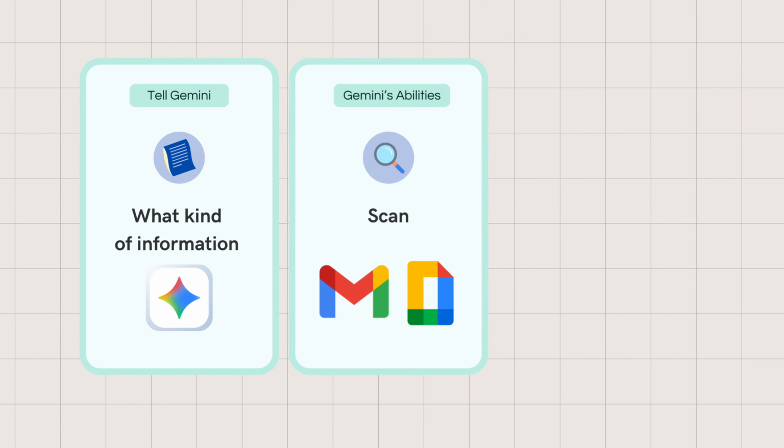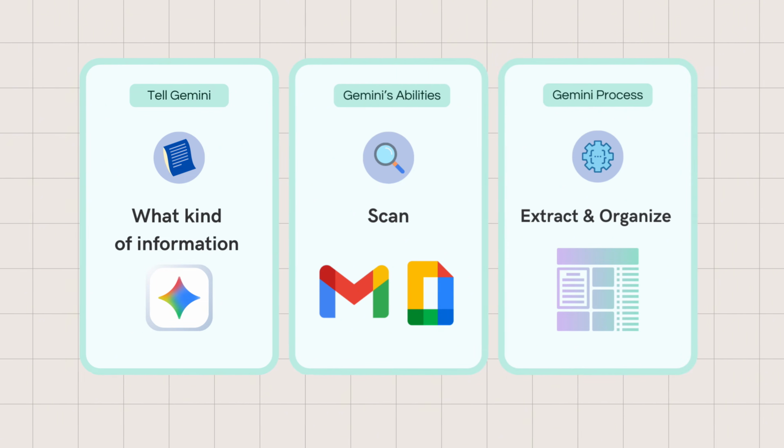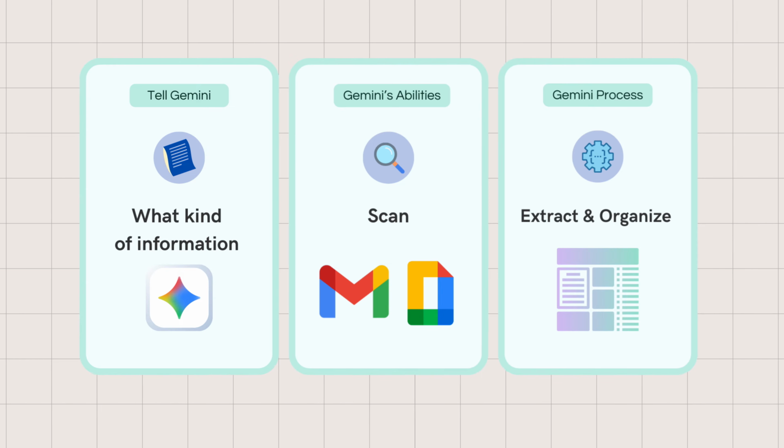Normally, we would need to review multiple emails, check our drive for relevant files, and manually piece together what's actually going on. But with Gemini's integration, it can handle that context reconstruction for us. All we need to do is tell it what kind of information we're looking for, and it can scan Gmail and Google Drive, extract relevant content, and organize it into a structured overview.